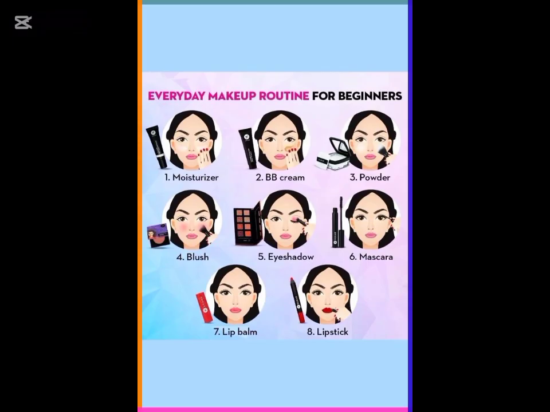The last part of my video, which is very important for every girl: everyday makeup routine for beginners. First of all, you can apply the most important thing, moisturizer. The second, BB cream. The third, powder. And the fourth, blush. Fifth, eyeshadow. Sixth, mascara. Seventh, lip balm. And eighth, the most important part, which finishes all makeup, it is lipstick.